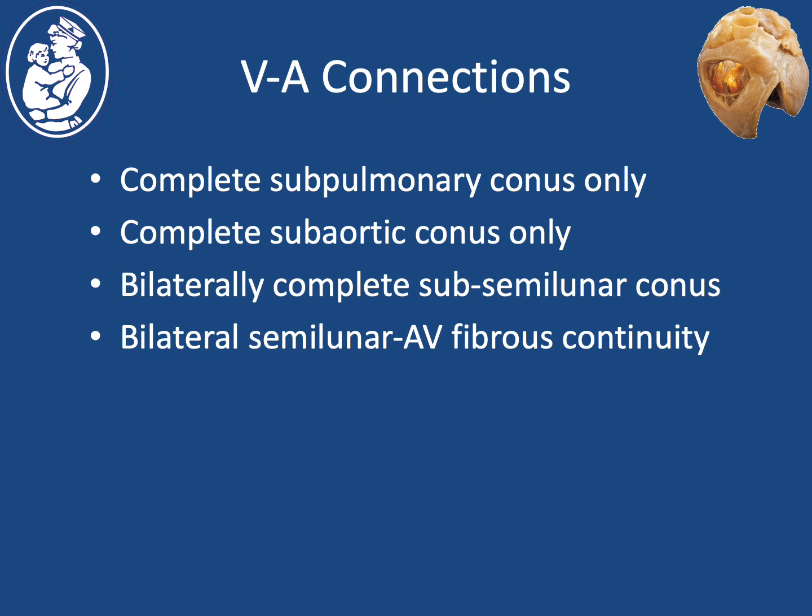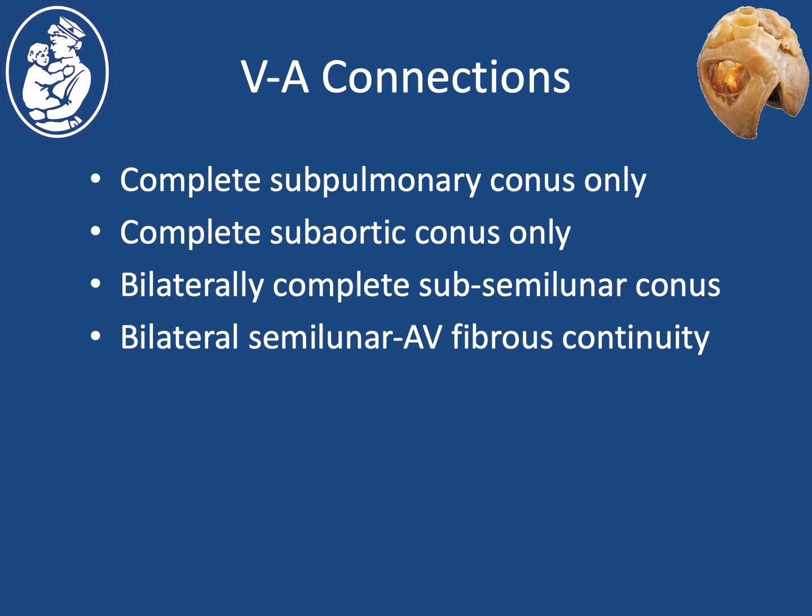So we can have 4 types, since there are 2 great arteries and 2 possible types of VA connection. We can have a complete subpulmonary conus, which we see typically in the normal heart, a complete subaortic conus only, which is the most common arrangement in regular or common transposition of the great arteries, SDD. One can see bilaterally complete subsemilunar conus. We often think of this as the prototype or archetype of double outlet right ventricle.